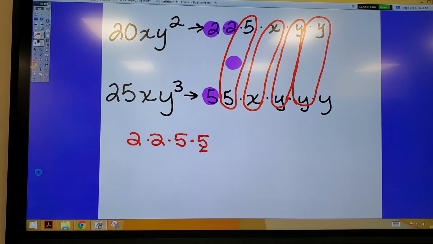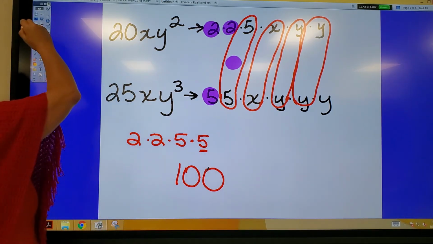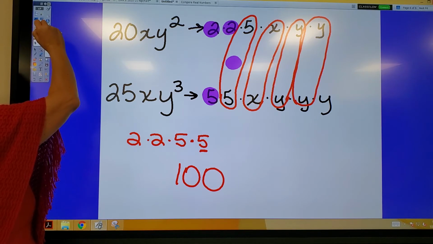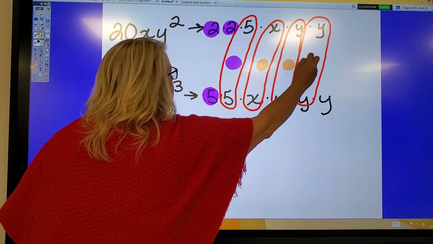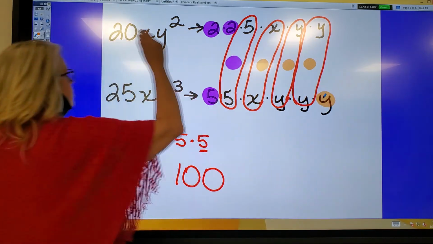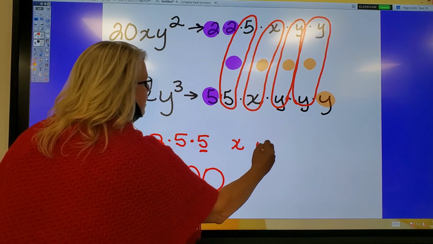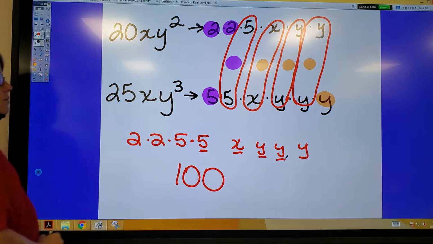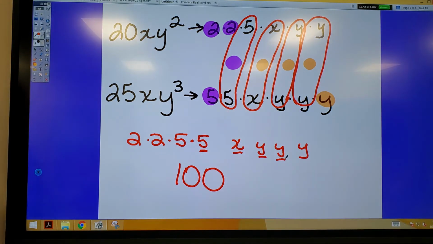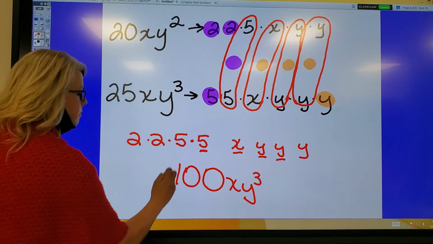What coefficient would that be? 100, okay. And then let's focus on our exponents. I'm going to use a different color highlighter here. We have an x, we have a y, we have a y, and we have this y by itself. So these things were shared and then that y by itself. So it's going to be 100 x y to the 3rd power.